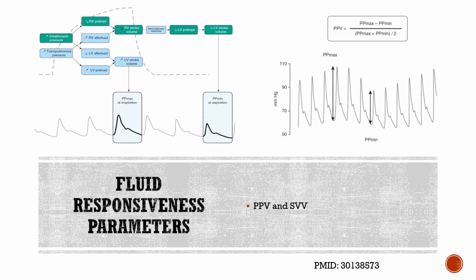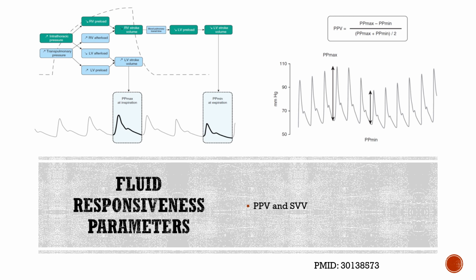Let's talk about some parameters which we can utilize to help us understand whether the patient is fluid responsive or not. Pulse pressure variation and stroke volume variation can be used in some patients. Just to remind ourselves, pulse pressure is the difference between the systolic and diastolic blood pressure. The theory behind this is ventricular interdependence. On the top left of the slide, you see a diagram explaining the pathophysiology of this.